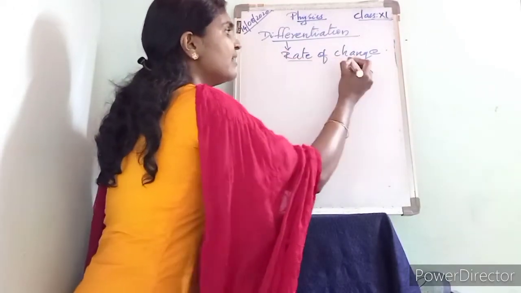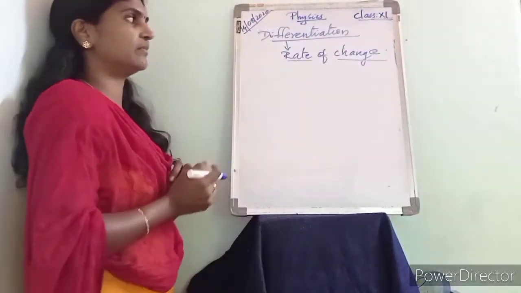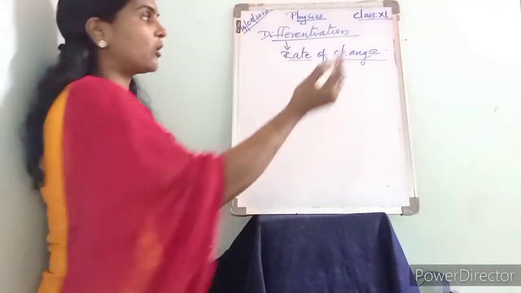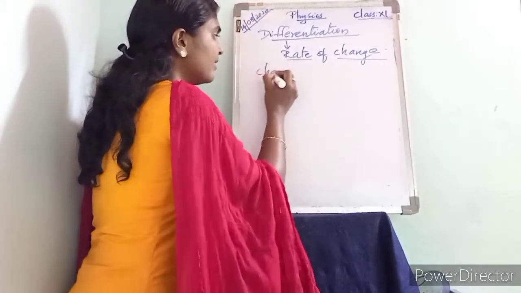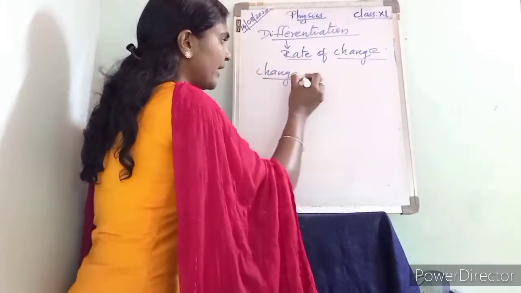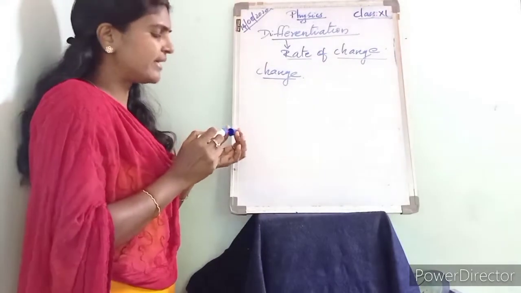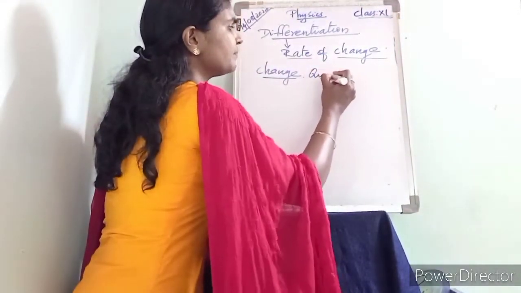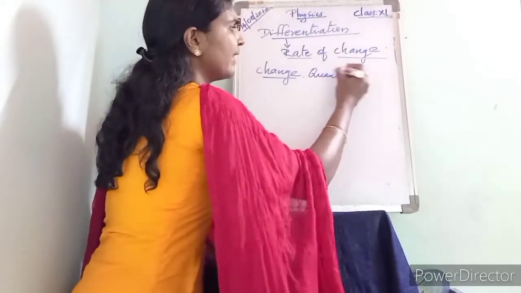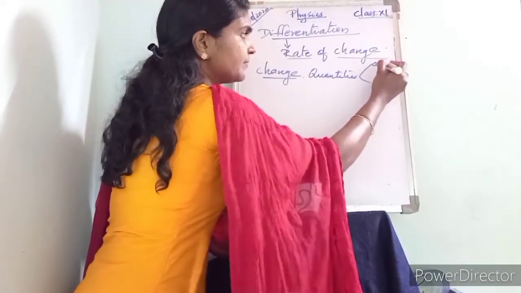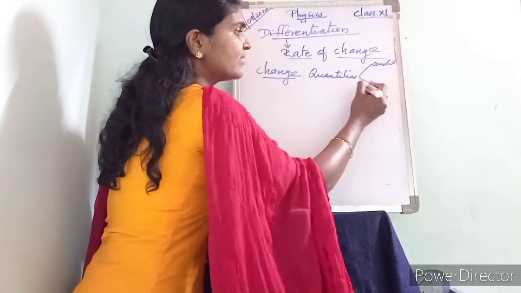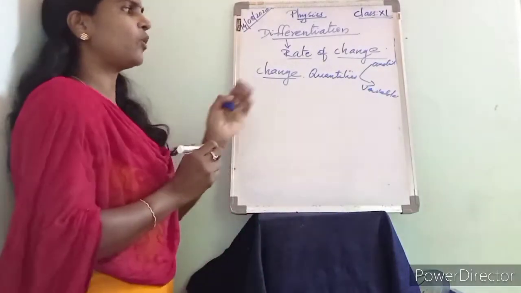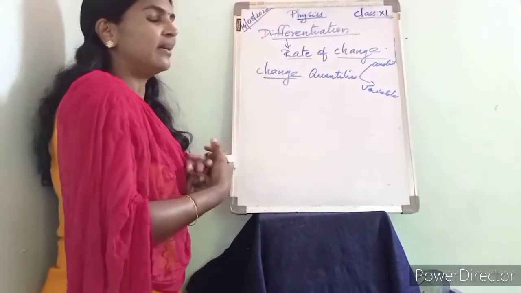Here we have two important words: one is rate and another is change. Let's talk about change first. You know the physical quantities are of two types: one is constants and another is variables.